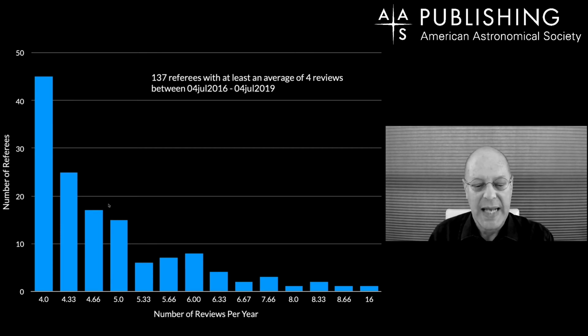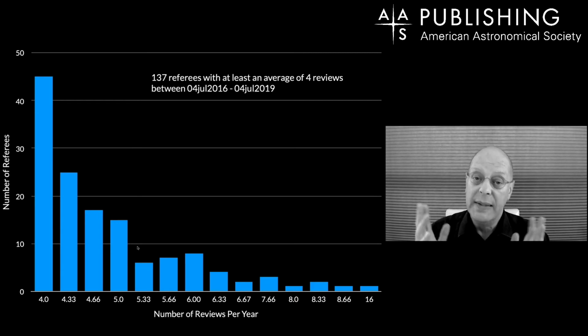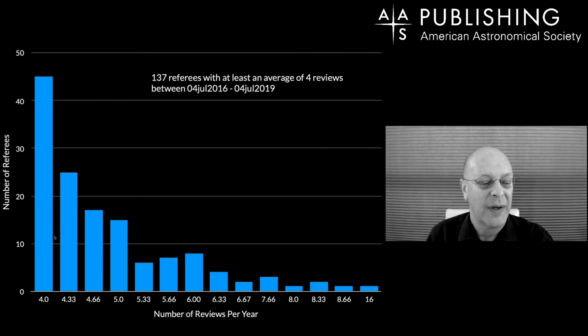And then this is the very tail end of the distribution. And yes, we do have one referee who handles 16 manuscripts a year. They really like refereeing, and they're good at it. And so that's at the extreme tail end. And you can see sort of the tailing off here. But there are certainly people that do more than the recommended 2, but please try and do 2 a year to help the community move along. Okay.